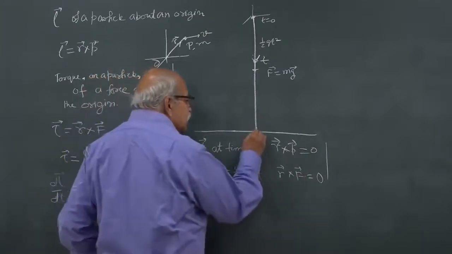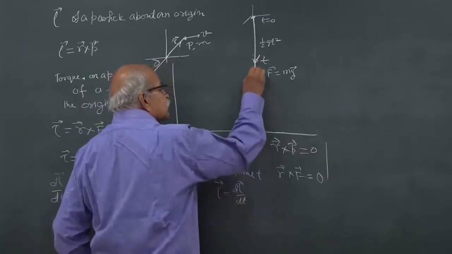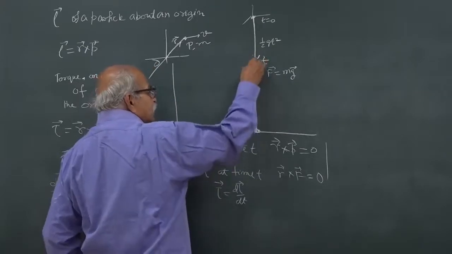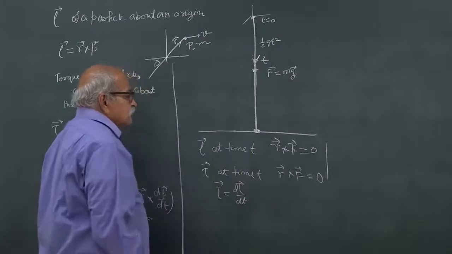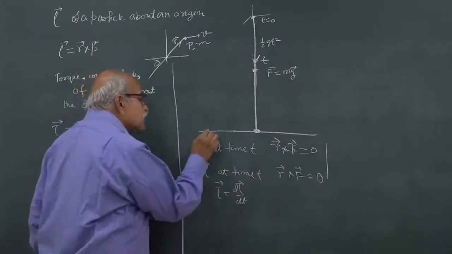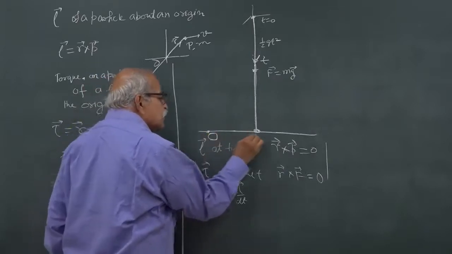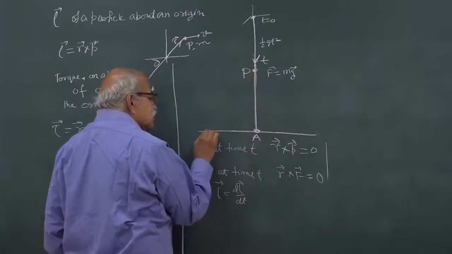If you take your origin here, same story, same story. This is the r vector, and this is the F vector, and this is the p vector. So, same story. What if I take the origin somewhere here? Let us say this is a point O, and this is point A, and this is point P, and my origin is here.